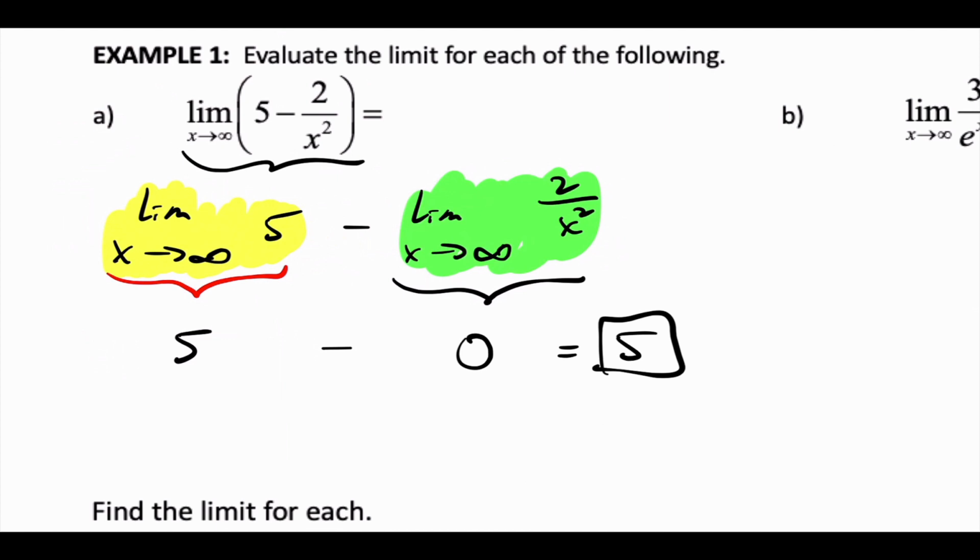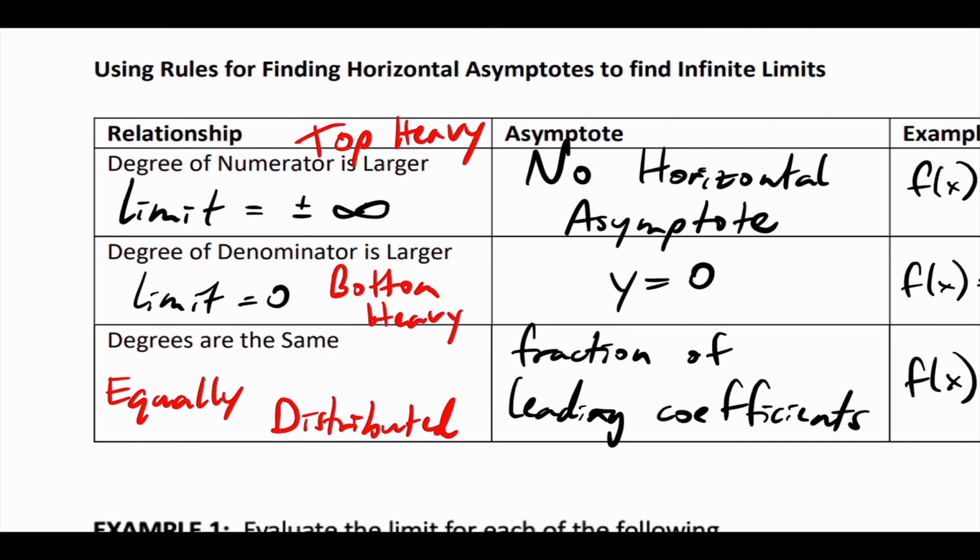Because this guy, if there's no variable, it's a constant. It's always going to be 5. If it was 5x, that's something different. But because it's just 5, it's a constant. It's always just going to stay that way. Yeah. The fraction on the right became 0 because it's bottom heavy, right? The degree on bottom is bigger than the degree on top. So according to our table, when the degree on bottom is bigger, it's bottom heavy. So the limit's always going to be 0. The horizontal asymptote's always going to be 0 too. Okay.